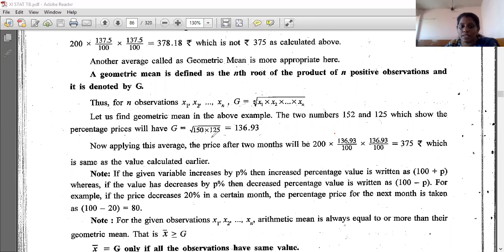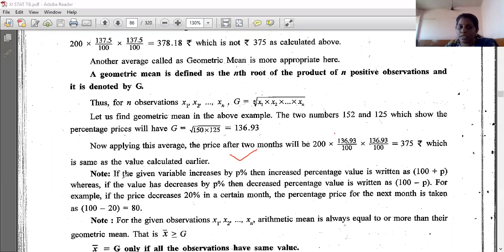Now applying this average, the price after 2 months will be 200 into 136.93 upon 100 into 136.93 upon 100, that is 375, which is the same as the value calculated earlier. Because if you are taking 2 methods of average and your answer is varying, at that time you have to go for the geometric mean. So by finding the geometric mean, your answer will be the same.